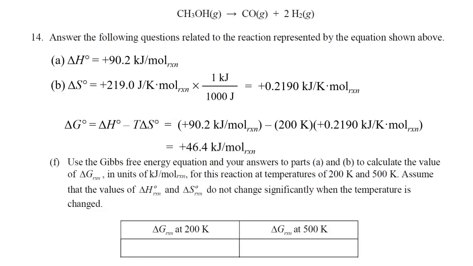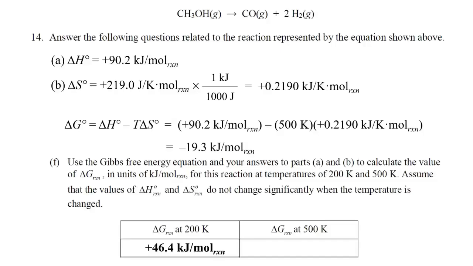And when I do this math, I get positive 46.4 kilojoules per mole of reaction. All I'm going to do is change the temperature from 200 kelvins to 500 kelvins. I did not change the delta H or the delta S, I just have a new temperature. And when I do the math at 500 kelvins, watch what happens.